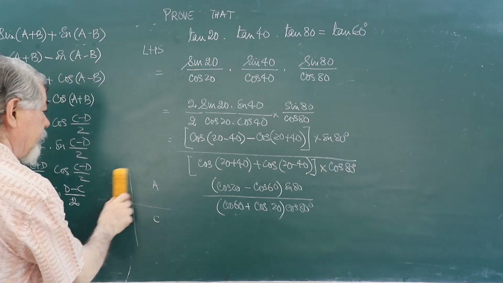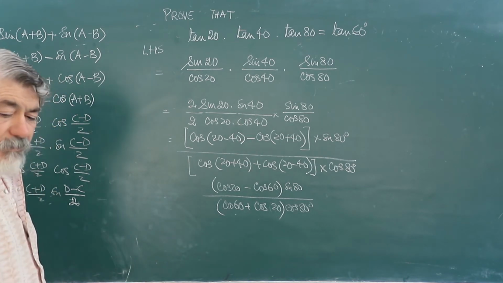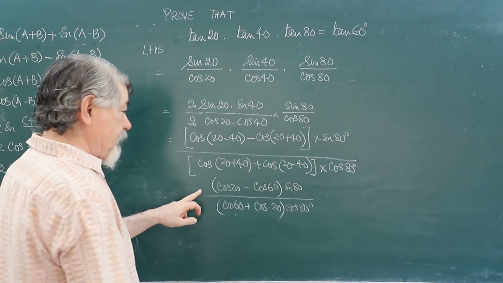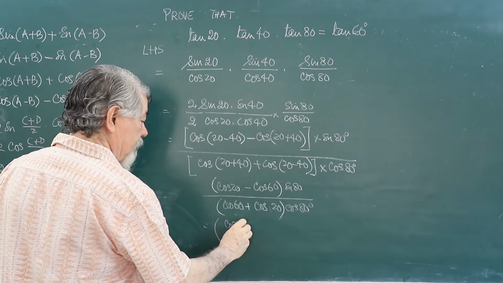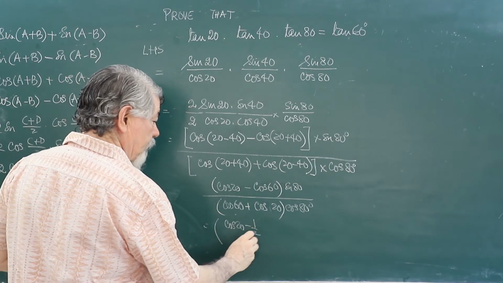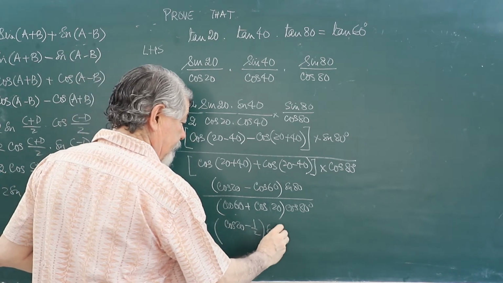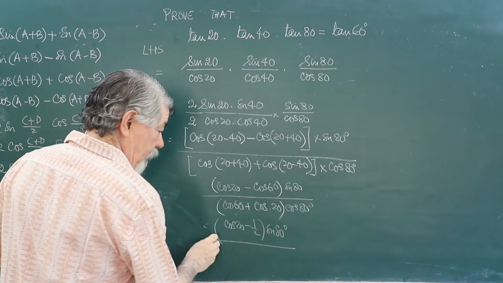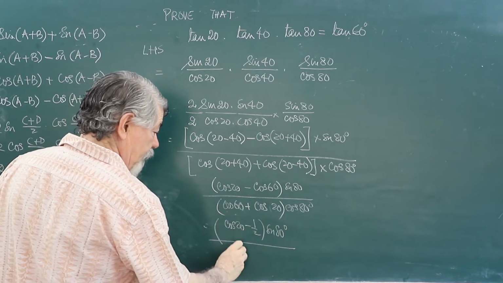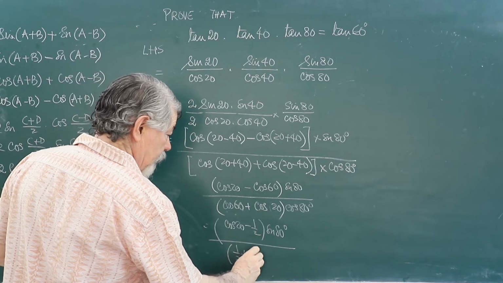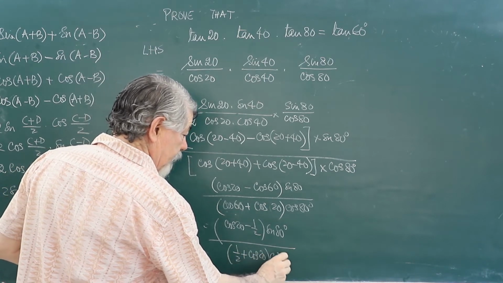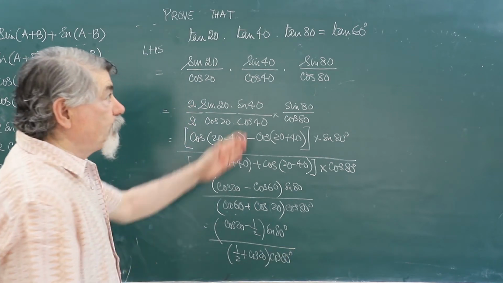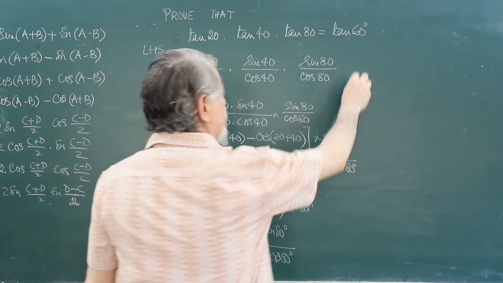Now we know what is the value of cos 60. Cos 60 is 1 upon 2. So it will become cos 20 minus 1 upon 2 into sin 80, and upon cos 60 is 1 upon 2 plus cos 20 into cos 80. Now I'll have to go to that side of the board.